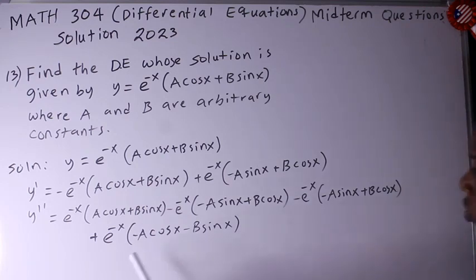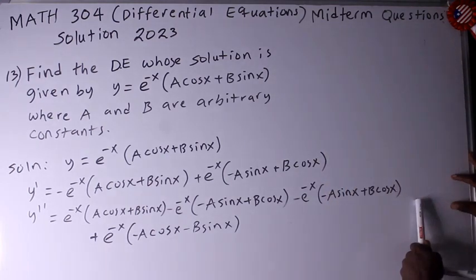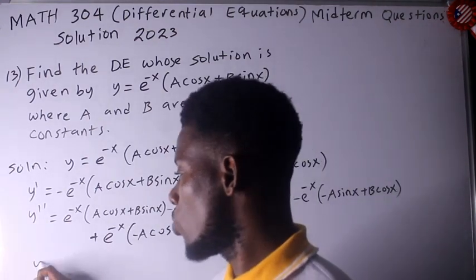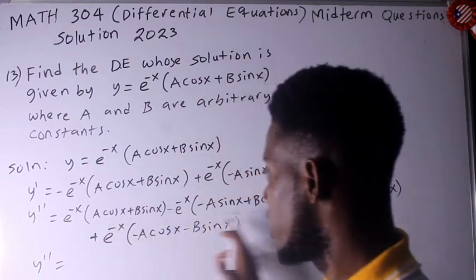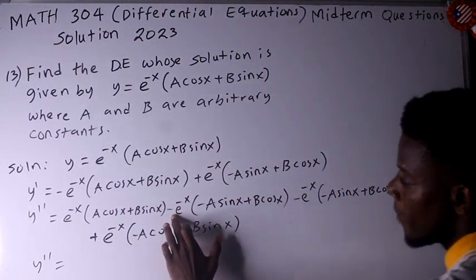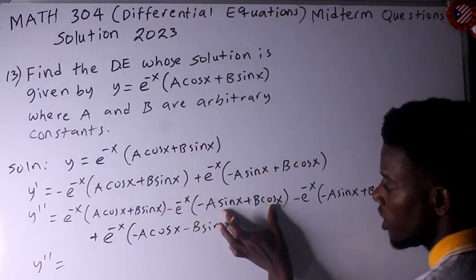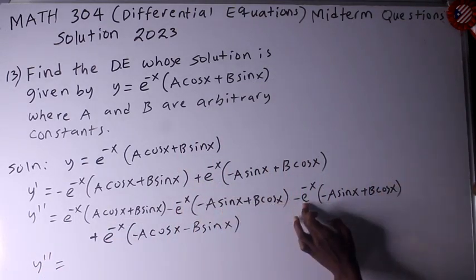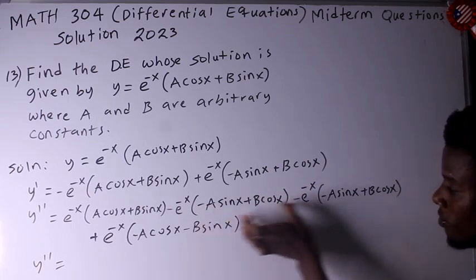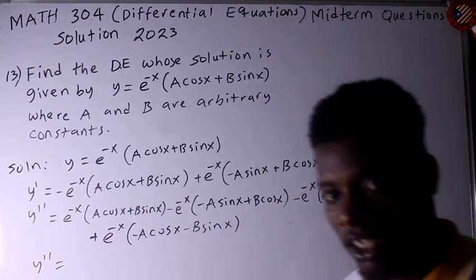Great. So we should have written this here, but because it doesn't fit, write it here. We're going to rewrite y double prime and try to simplify the entire thing. What we observe is that here we have minus e to the minus x, a sin x plus b cos x, and minus e to the minus x, a sin x plus b cos x. So these two are the same, with the same negative sign.